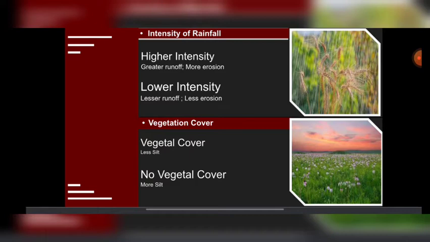Fourth factor is vegetation cover. If the catchment area has sufficient vegetation cover, the higher velocities are checked and erosion is very much reduced. Areas having poor or practically no vegetal cover are productive of more silt. The rivers or tributaries passing through such areas carry more silt load with them, causing quick silting of the reservoir.